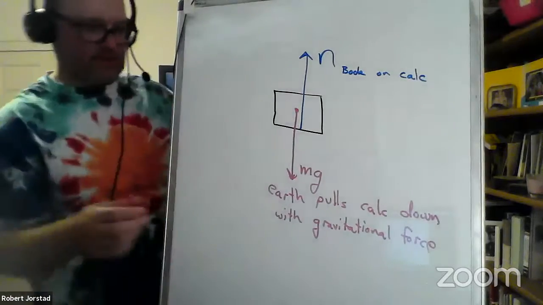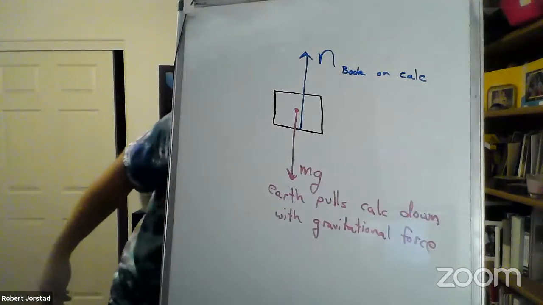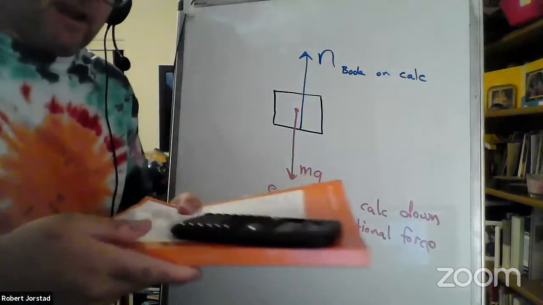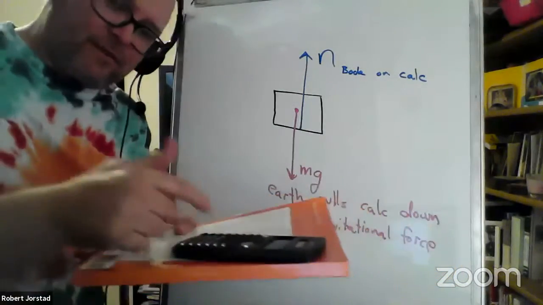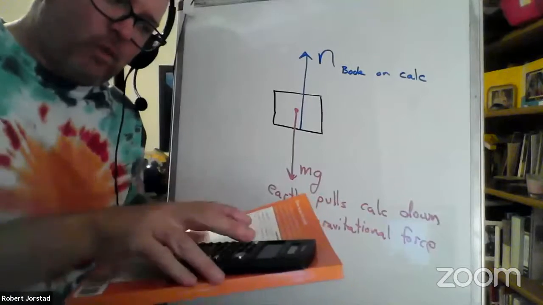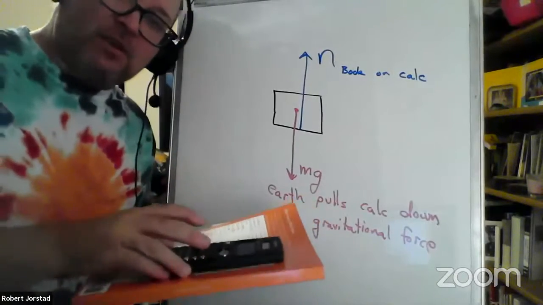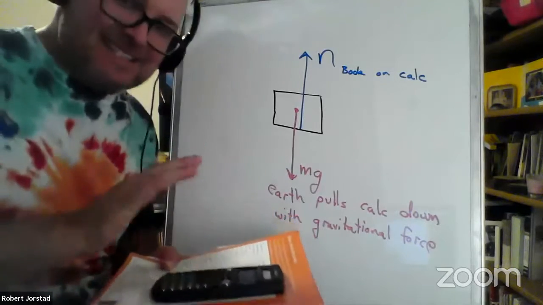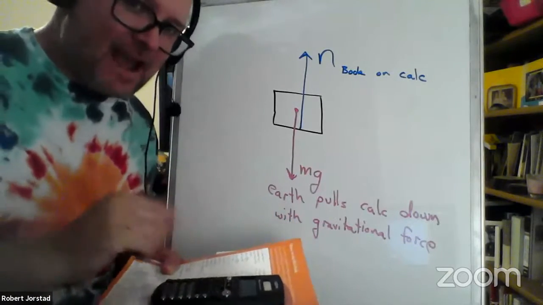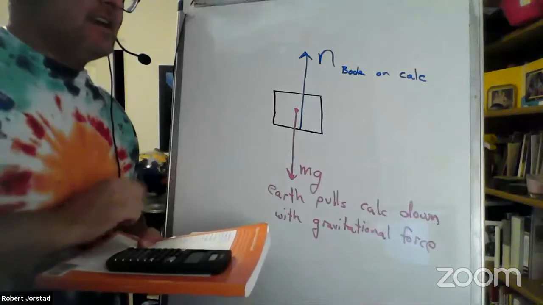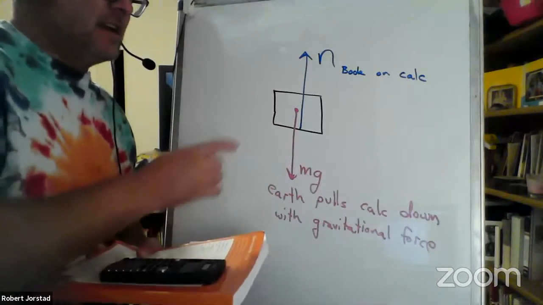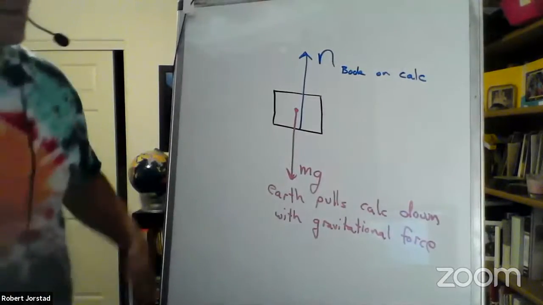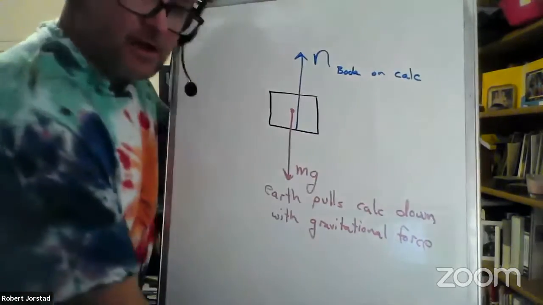Going back to this, let me get my book out here and the calculator. So in this case, it's not that the weight force doesn't exist. The weight force is going down. If there wasn't a planet there wouldn't be a normal force, but it's still not the same thing as the reaction. The idea is this: the normal force here is on the calculator.